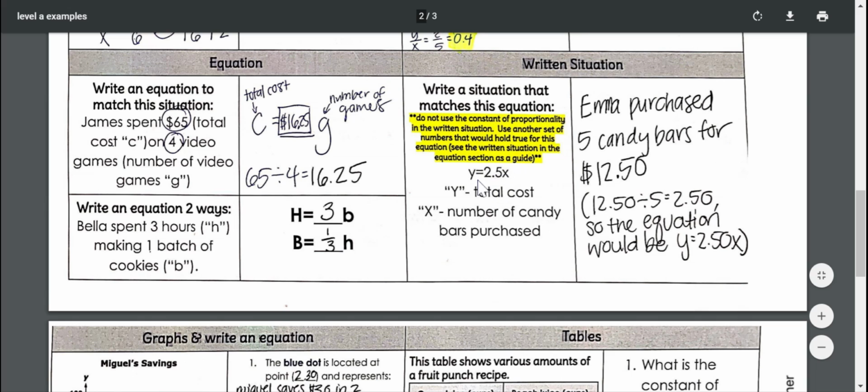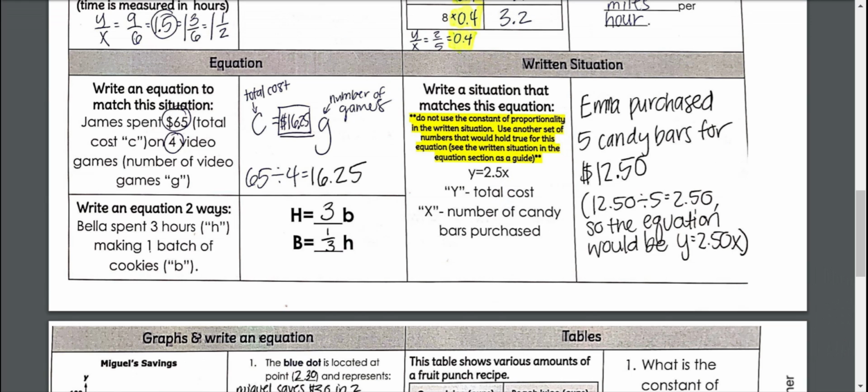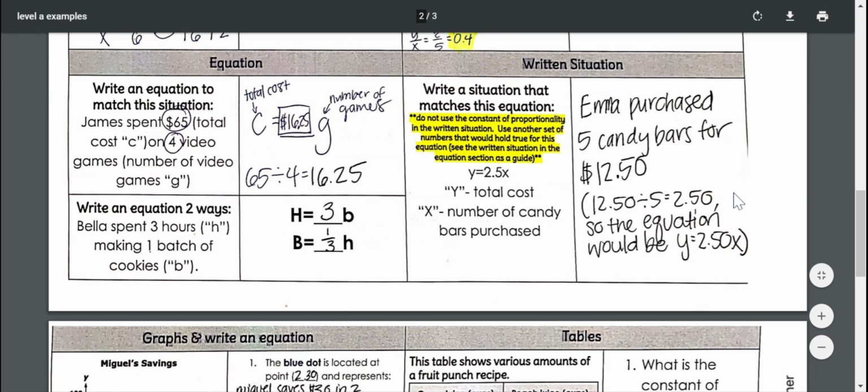So because I know that y is the total cost and x is the number of candy bars purchased, I know that the total cost needs to equal 2.5 times the number of candy bars purchased. So I just chose a random number. I chose 5 candy bars and multiplied it by 2.5 to get a total cost of $12.50. So the situation that I wrote is that Emma purchased 5 candy bars for $12.50. Because $12.50 divided by 5 would give me $2.50 per candy bar, I know that the equation y equals 2.50x would hold true for my written situation.